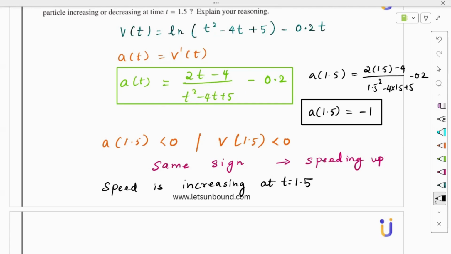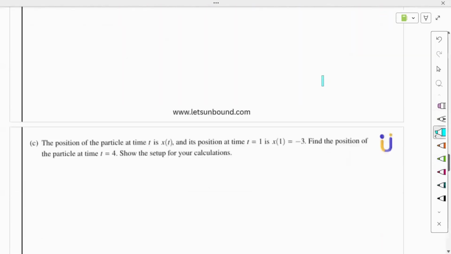Like when t is equal to 1.5, I mean, that's simple. We covered this part also. Right, moving to next.